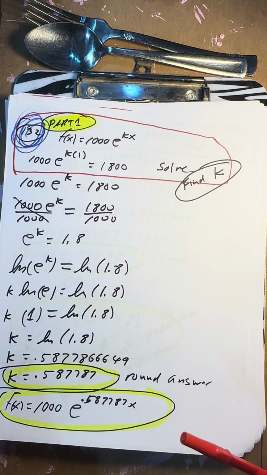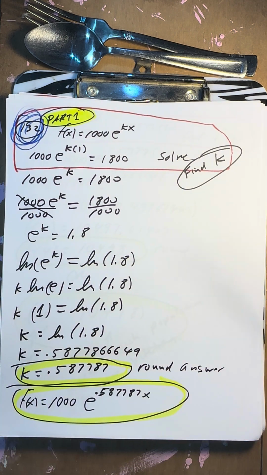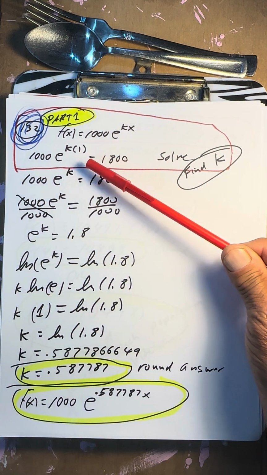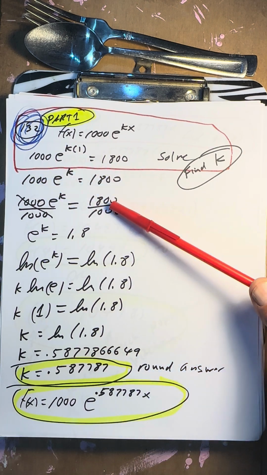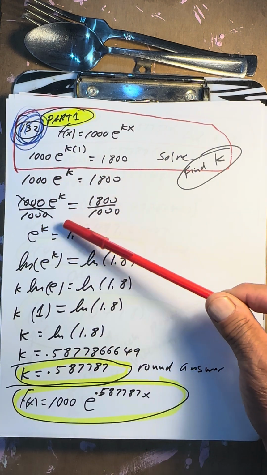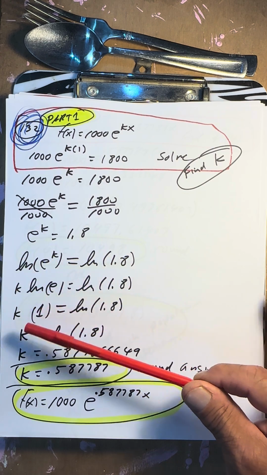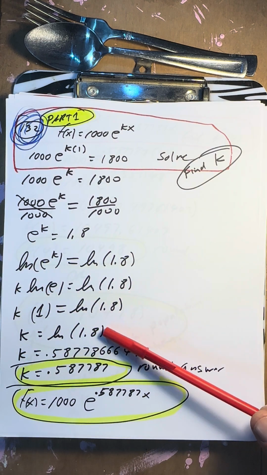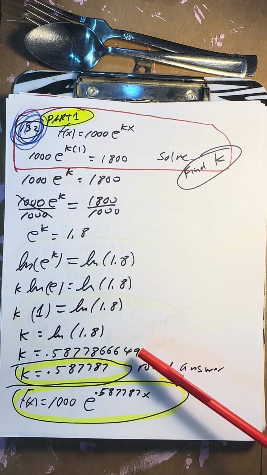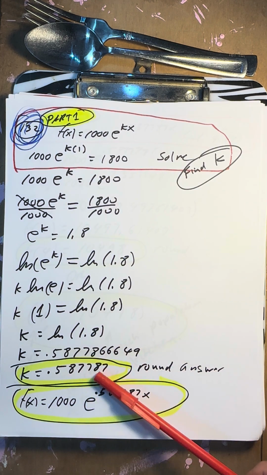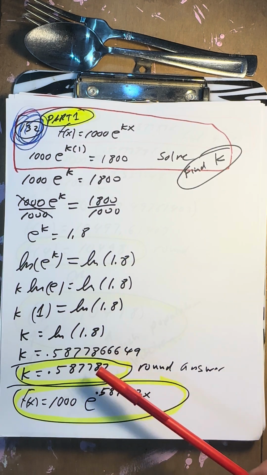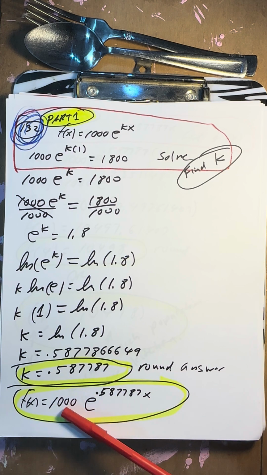All right, this one. Solve for k. That's fine. We can solve for k. Everything but k is given, so let's solve it. So divide by 1,000, 1.8 equals this. E to ln of k. K goes in front. ln of e is 1. So k equals this, which is a long decimal number. I'm going to round it to 0.587787. That's good enough. So f of x equals 1,000 e to this power right here.